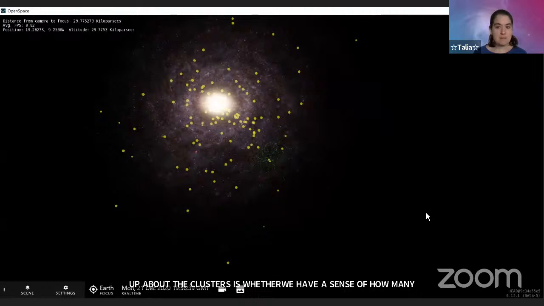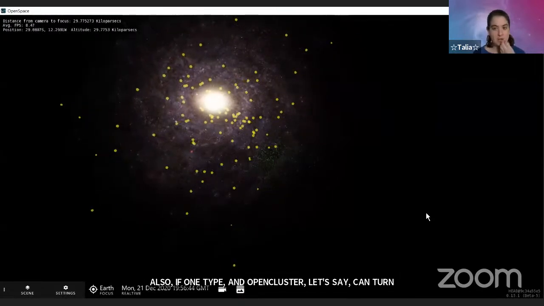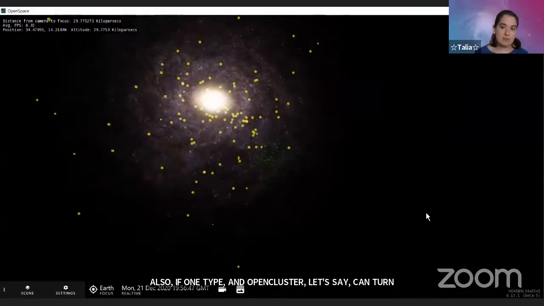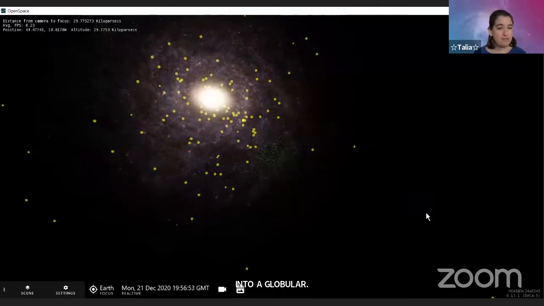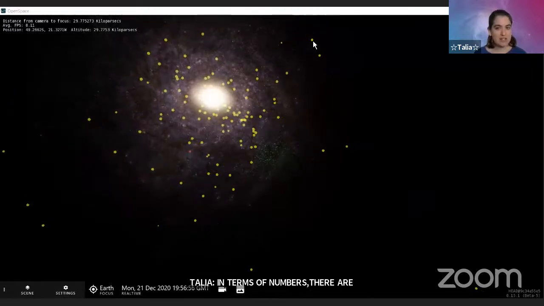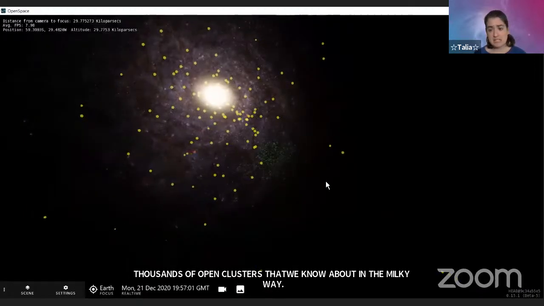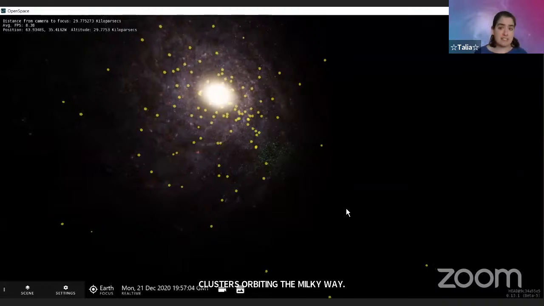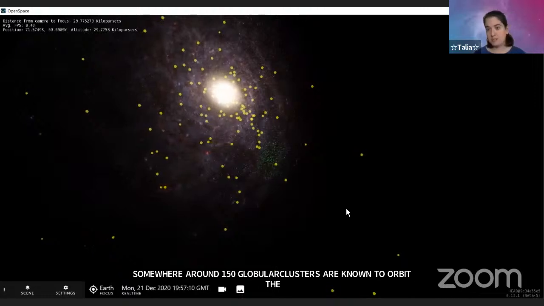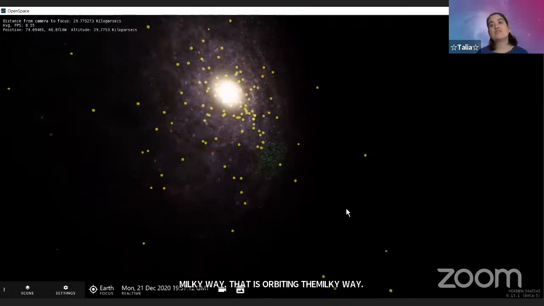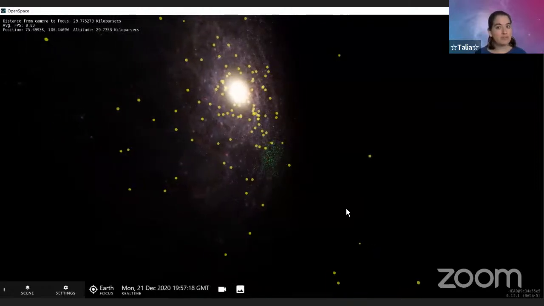Okay, so in terms of numbers, there are many, I'm going to go with thousands of open clusters that we know about in the Milky Way. There's a much smaller number of globular clusters that we know about orbiting the Milky Way. It's something around 150 globular clusters are known to orbit the Milky Way. Other galaxies will have their own halos of globular clusters and an unknown number of open clusters within them.